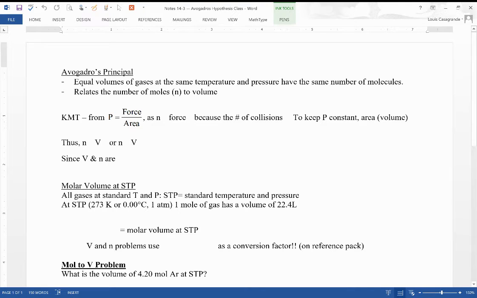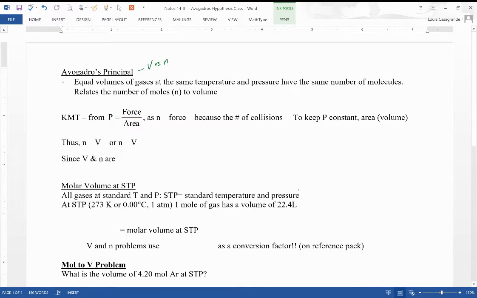Today we're going to learn about Avogadro's principle, or sometimes called Avogadro's hypothesis. And Avogadro's principle essentially relates the volume of a gas to the number of moles N of the gas.